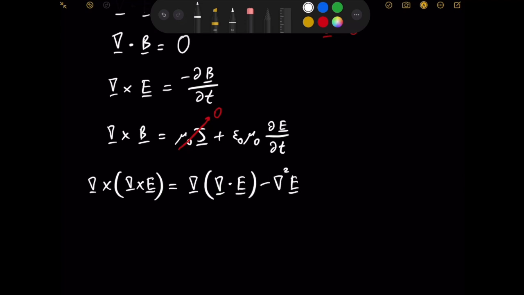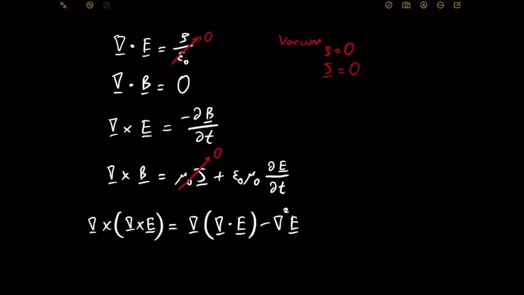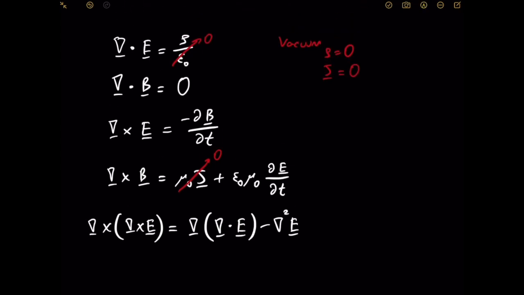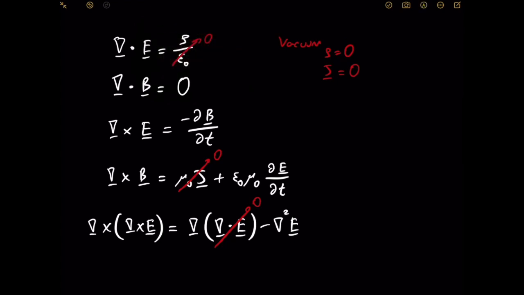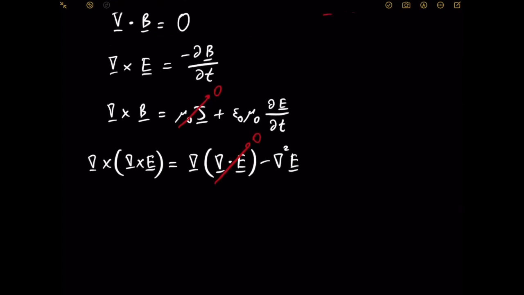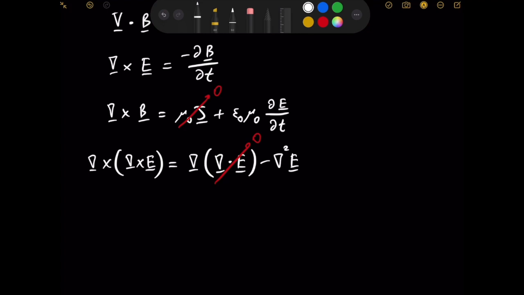right? And the neat thing about this is that since we are in vacuum, this part is 0. So we have minus the Laplacian of the electric field on the right. That's the right side. And on the left, using Maxwell's third equation, this is actually equal to minus the time derivative of the magnetic field. And that's equal to minus the Laplacian of the electric field, as we just showed.